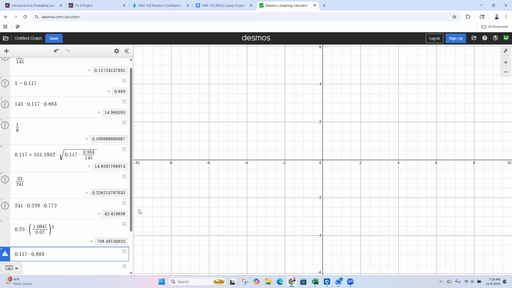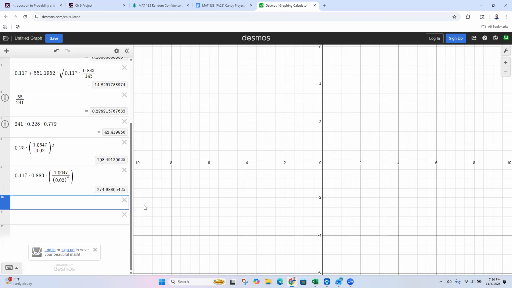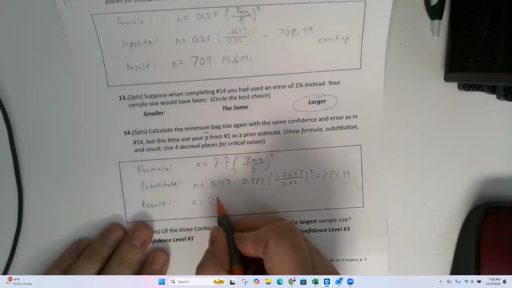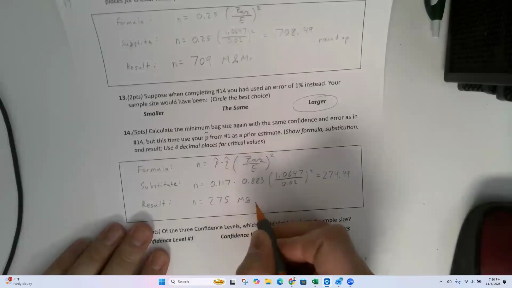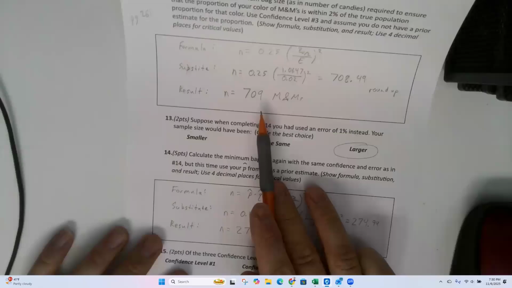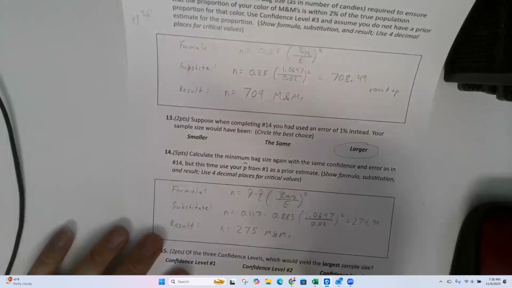And I need a parenthesis 0.10647 divided by 0.02, close my parenthesis, square it. All right, so 274.9. And I'll round that one up, which I would have rounded up anyway. So n equals 275. Okay. So if you have a prior estimate, you don't need quite as many. It's a little bit smaller.